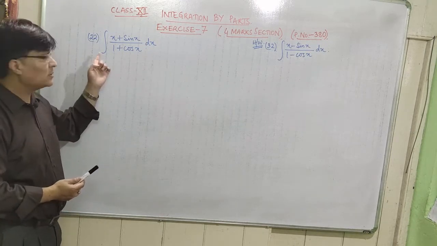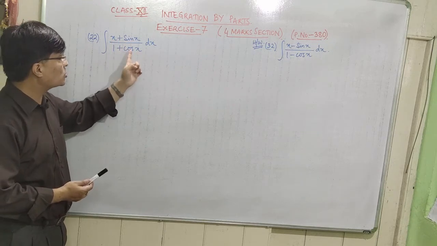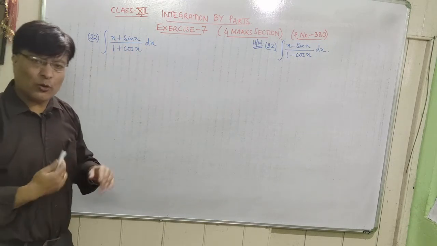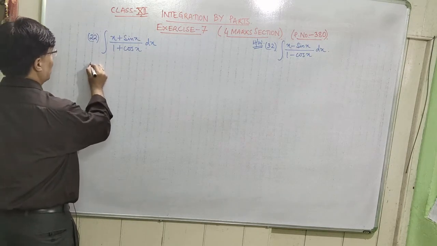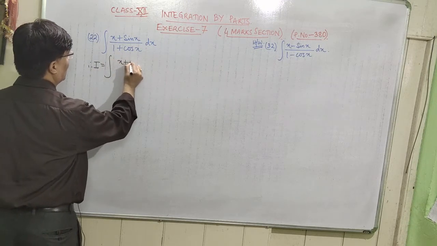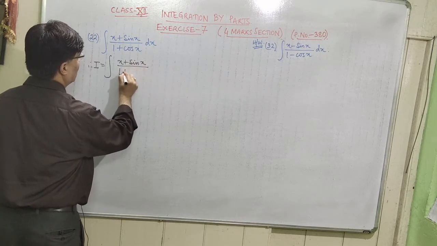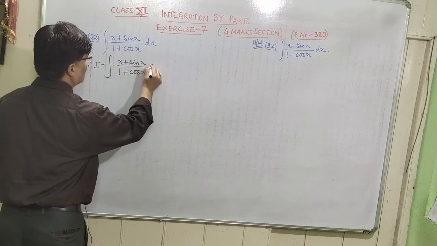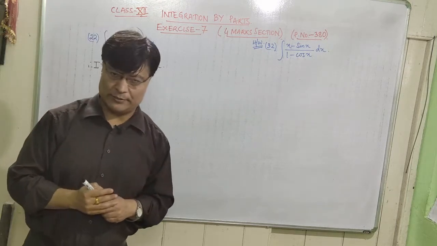So it is given that integration of x plus sin x divided by 1 plus cos x dx. So how can you evaluate this integration? So let us first write I is equal to integration of x plus sin x divided by 1 plus cos x dx. So how can you evaluate this integration?